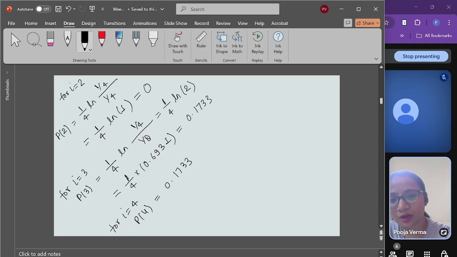Okay, now all the values you have got, so we have to add all the values and calculate the KL divergence. So add all these values: minus 0.1733 plus 0 plus 0.1733 plus 0.1733.